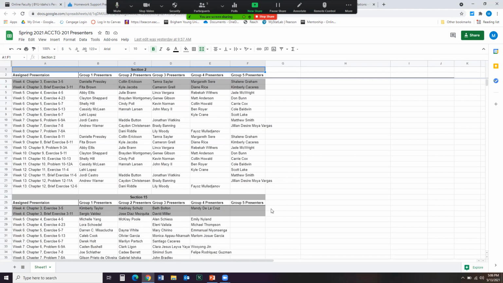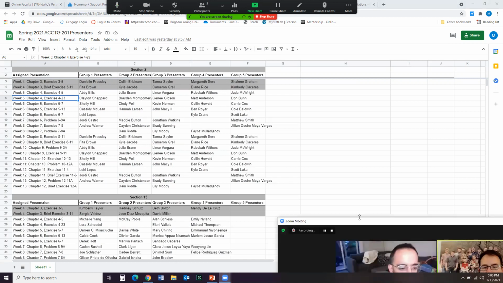Could you just clarify that again? For example, this one here, week 5, chapter 4, exercise 4-23, that will be part of the homework assignments for chapter 4, either homework 1 or 2. I don't remember which one it's in, but it's part of the regular homework assignment, not a separate problem. So the presentation is on something that we're doing in homework. Correct. That seems to confuse people, so that's why I wanted to bring it up.